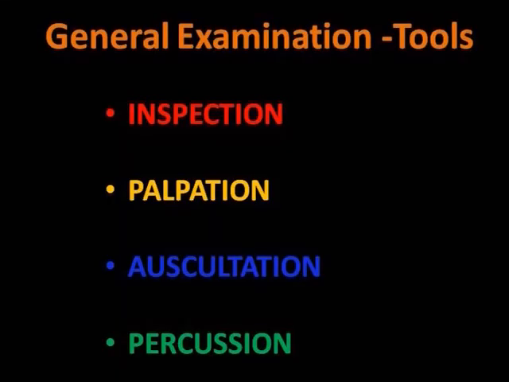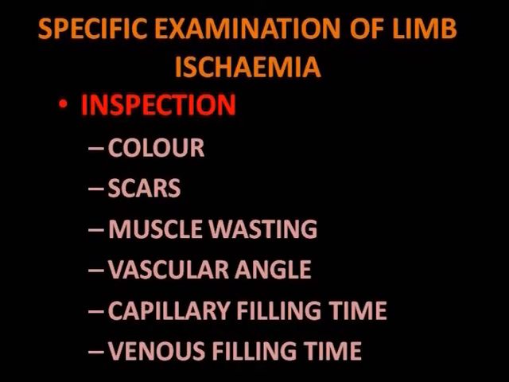Now with any examination, we have examination tools that are available to us. These are inspection, palpation, auscultation, and percussion. During this talk, we will only be covering those that are relevant to the vascular examination. But one must remember that one must examine all organ systems in all patients, and a head-to-toe approach is still the best. On inspection, we want to know the color of the limbs.